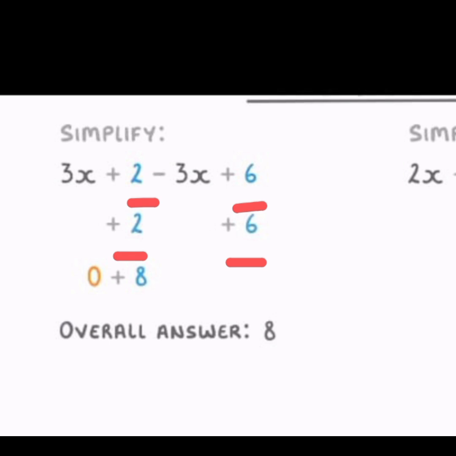6 and 2 will be added and we get 8. Always put the bigger number's sign. 6 is with a positive sign, so put a positive sign here: plus 8. And when we add 8 and 0, we get the final answer. The overall answer is 8.